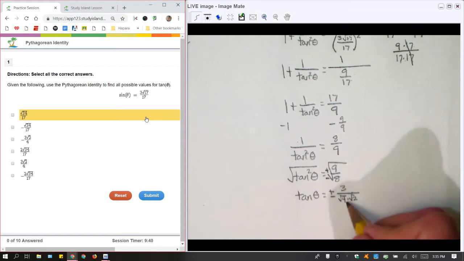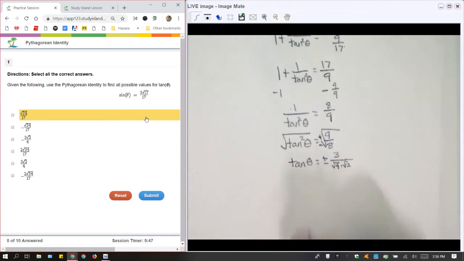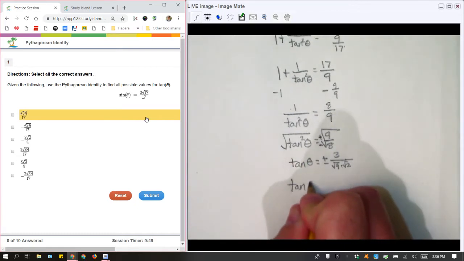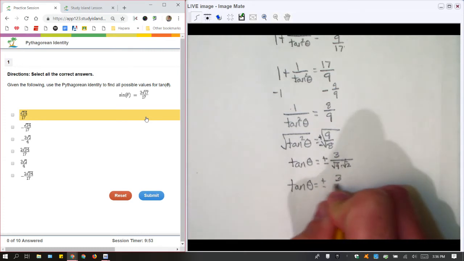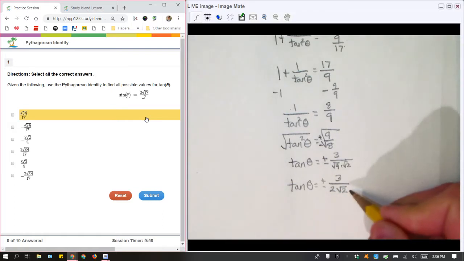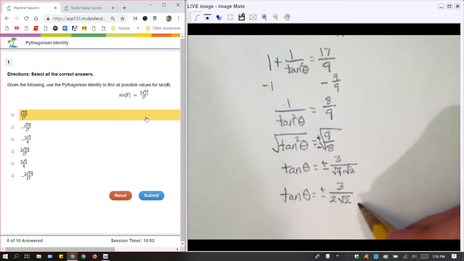Because 8 divides by 4, and 4 is a perfect square, I can rewrite the square root of 4 as simply 2. So now the tangent of theta is equal to positive or negative 3 divided by 2 times the square root of 2. Now, we think we're done, but we're not allowed to have a radical in the denominator.